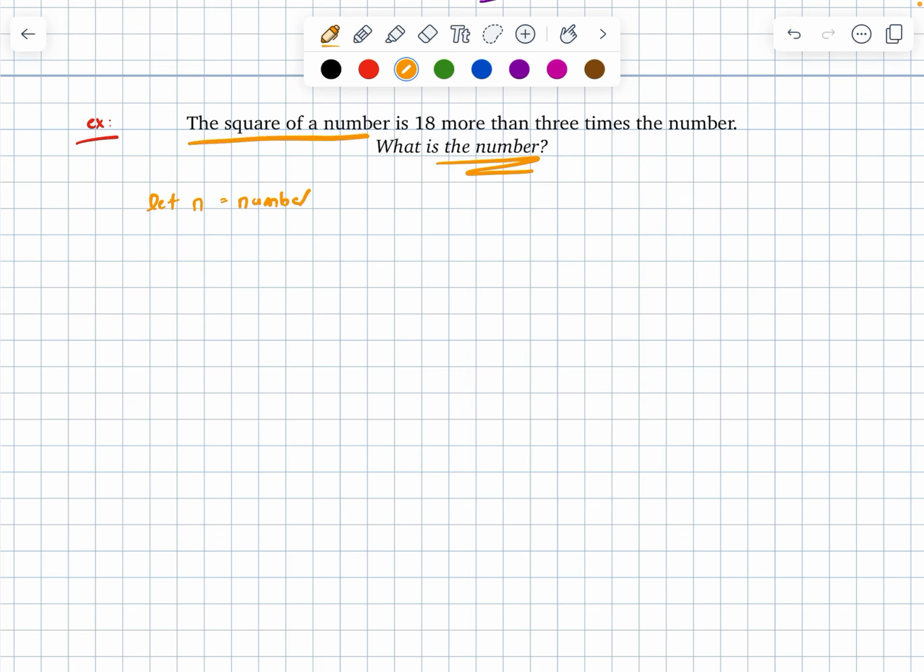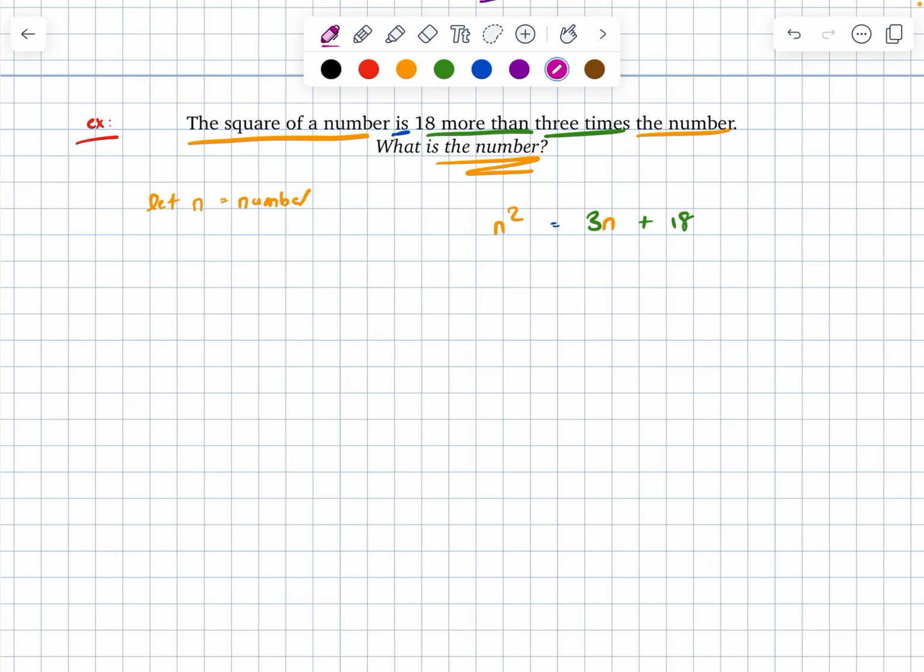Let's do some translation. The square of my number, so my number is n, its square would be n squared, is here, there's my equal sign, 18 more than. So if I'm more than, that means that I'm adding 18 to whatever that thing is. The thing that I'm adding 18 to is 3 times my number. Well, my number is n. 3 times n would be 3n. n squared equals 3n plus 18. There is my equation. Lovely.